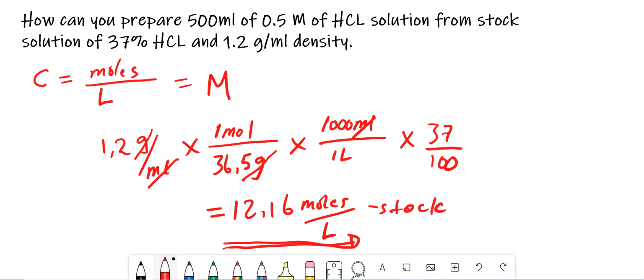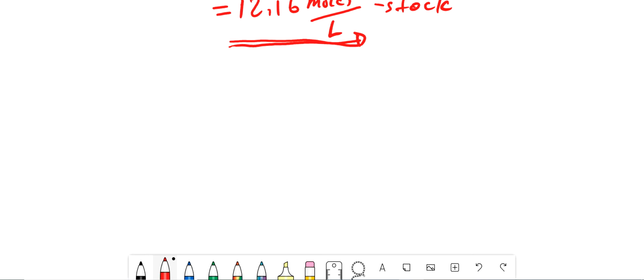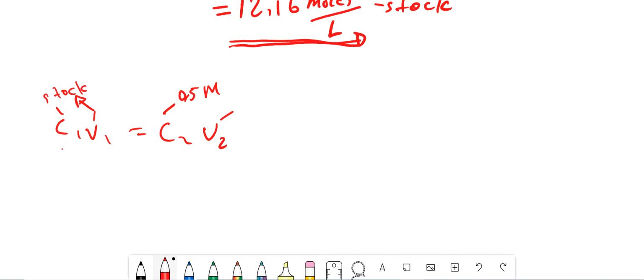All right, so we know the concentration of the stock solution, and now let's prepare our 0.5 molar acid solution. Okay, so in this case now we are going to use the dilution equation, C1V1 is equal to C2V2. So the C1 here is the concentration of the stock, and V1 is also for the stock. This one is the one that you want to prepare, which is 0.5 molar, and the volume you are already given, which is 500 milliliter.